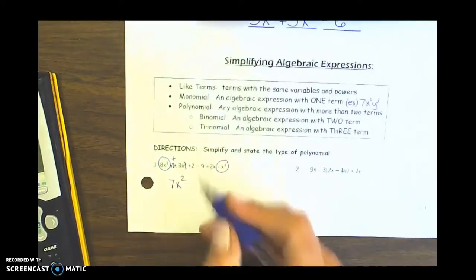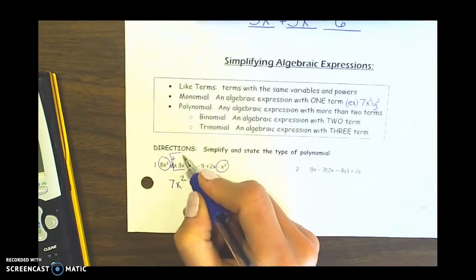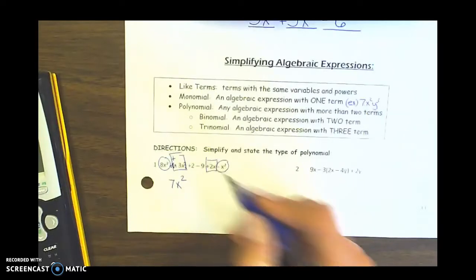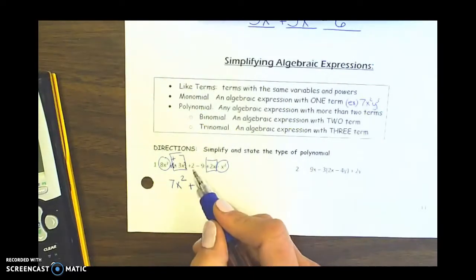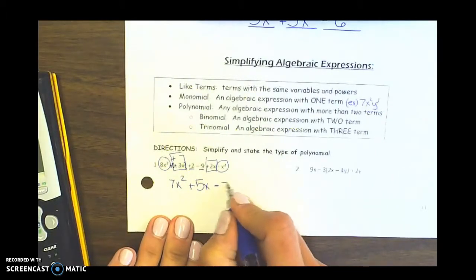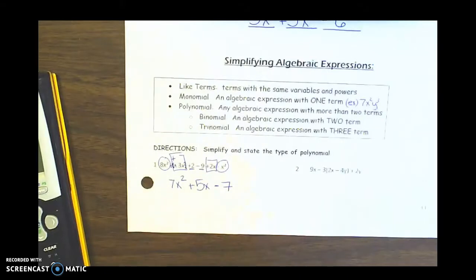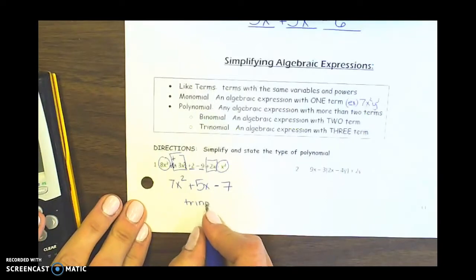Now I'm going to look for my x's to the first power. We have positive 3x and positive 2x. That gives me a positive 5x. And then we have a 2 minus 9, which gives us negative 7. Now if I look carefully, there are 1, 2, 3 terms. So this would be a trinomial.